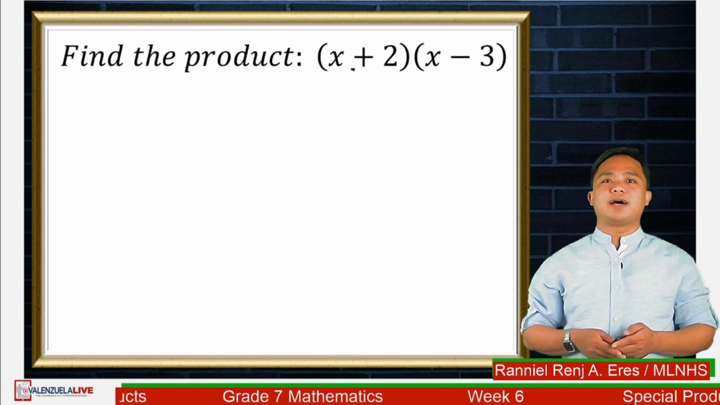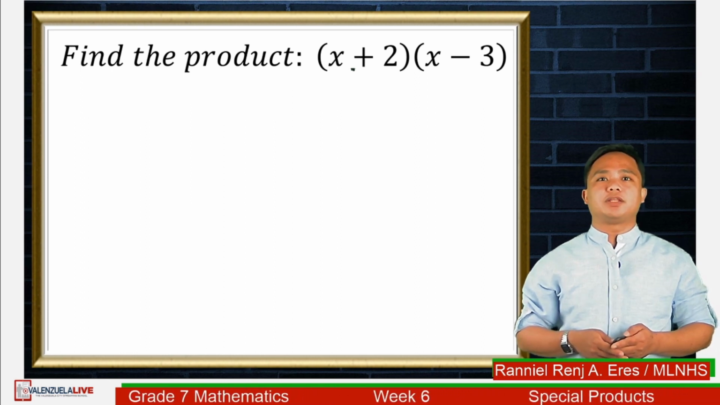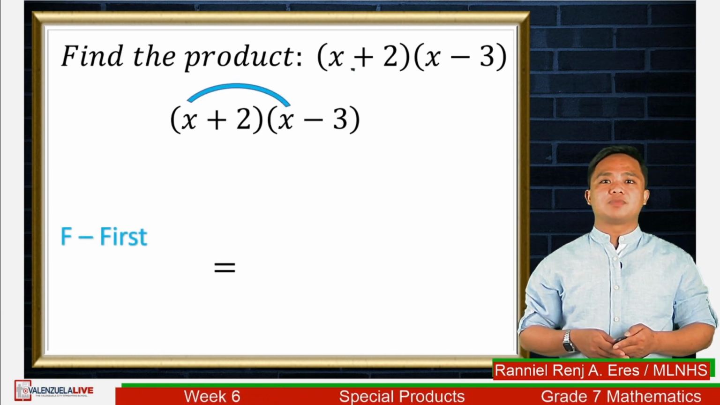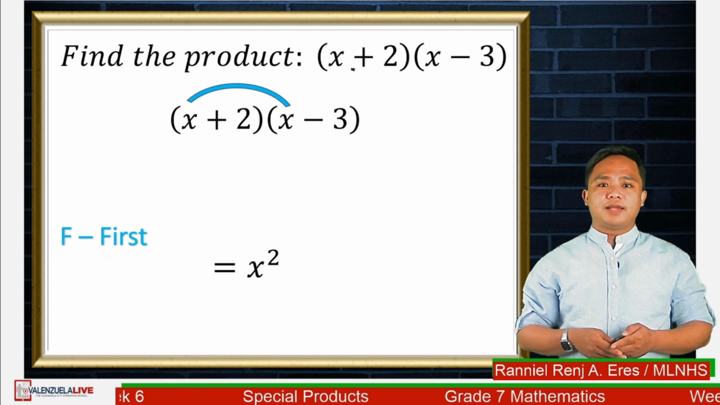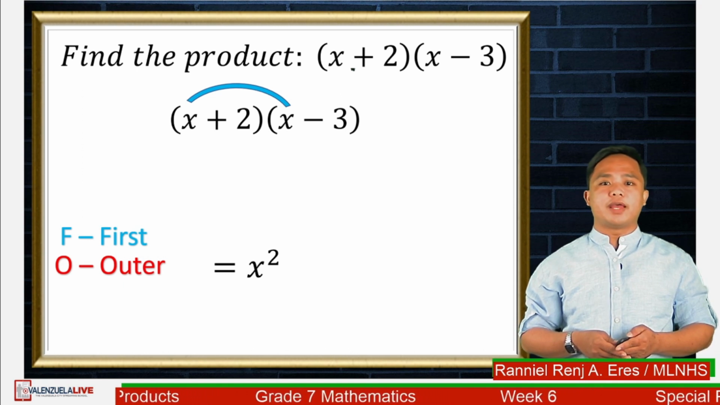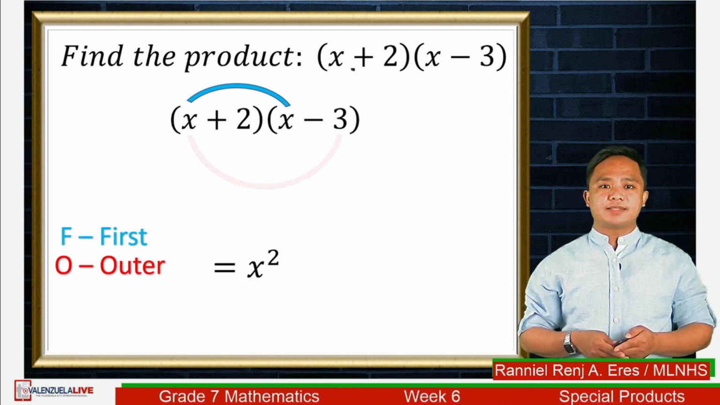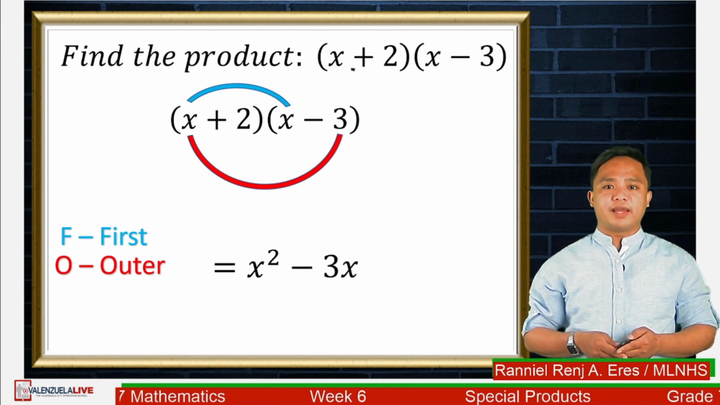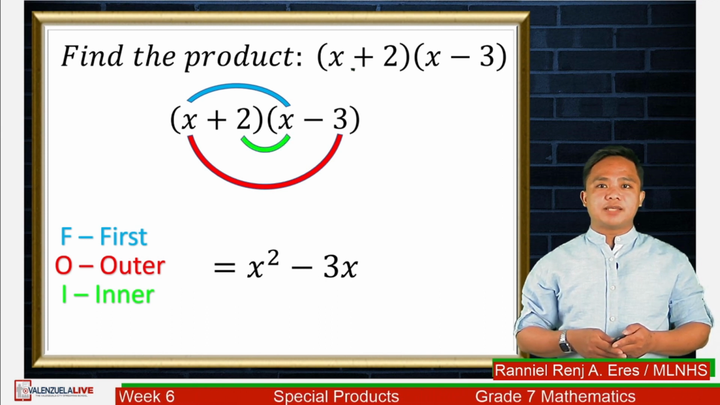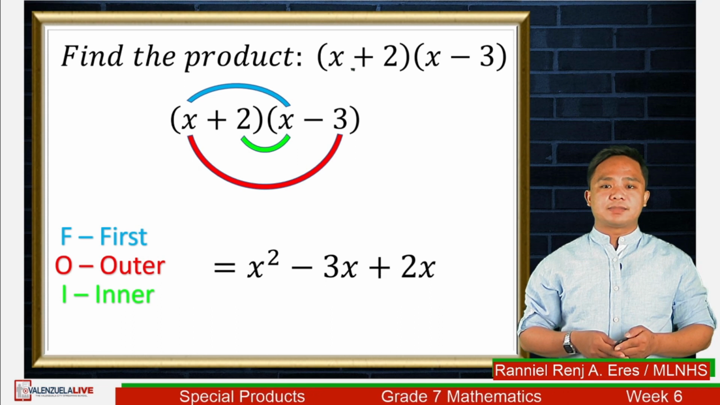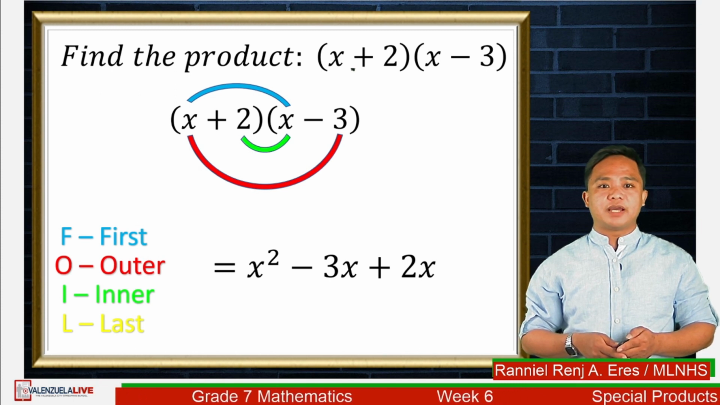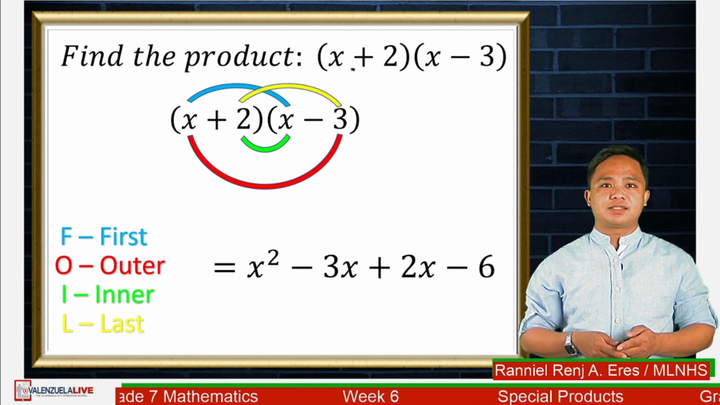Okay, next, let's multiply the quantity of x plus 2 times the quantity of x minus 3. Let's multiply the first term of each factor. We have x times x, that is x squared. Next, let's multiply the outer terms. That is the first term of one factor and the last term of another factor. That is x times negative 3, that is negative 3x. Next, let's multiply the inner terms. We have 2 times x, and that is 2x. Lastly, let's multiply the last terms of each factor. We have 2 times negative 3, that is negative 6.